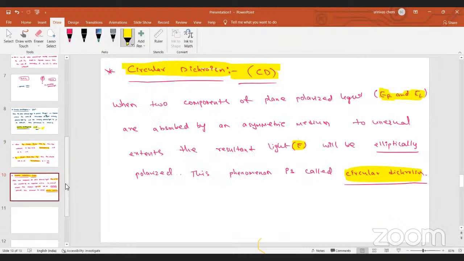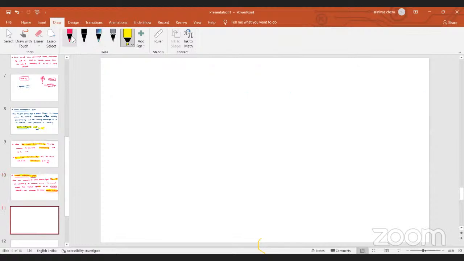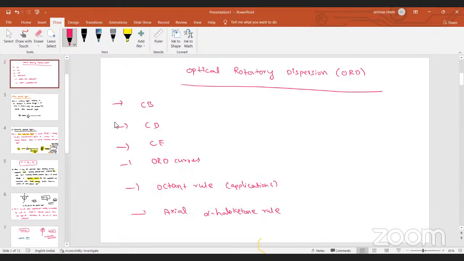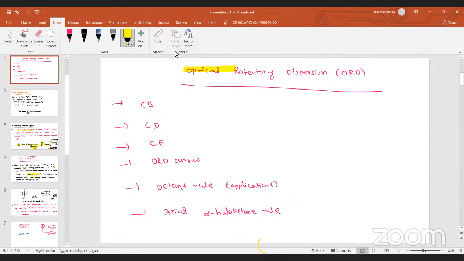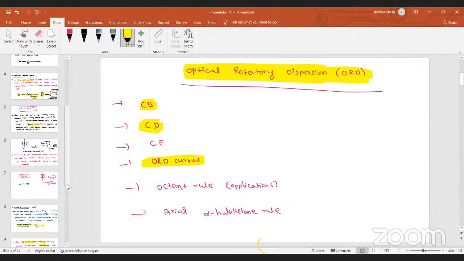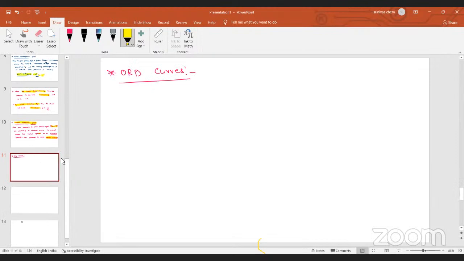So next, continuation: ORD curves. What is ORD? Optical rotatory dispersion. We are discussing optical rotatory dispersion. So CB is completed, next CD is completed, circular birefringence and circular dichroism. And next, see ORD curves.